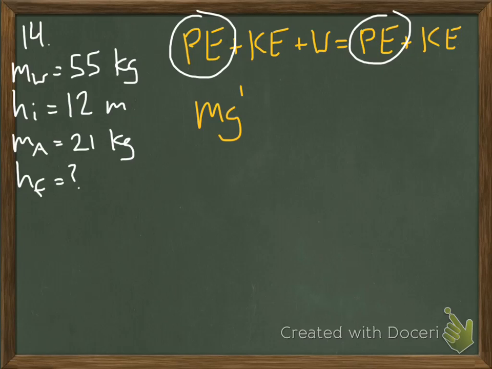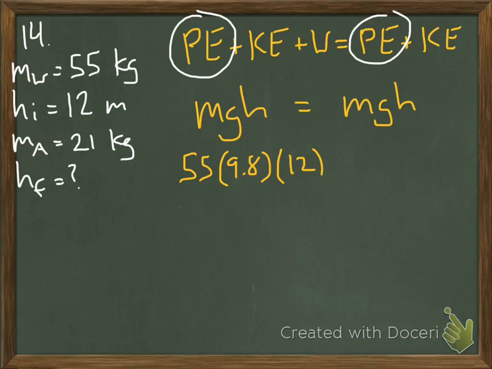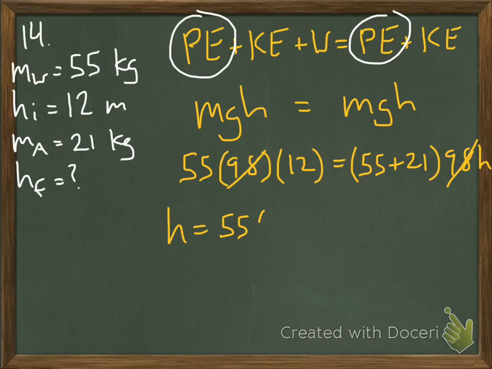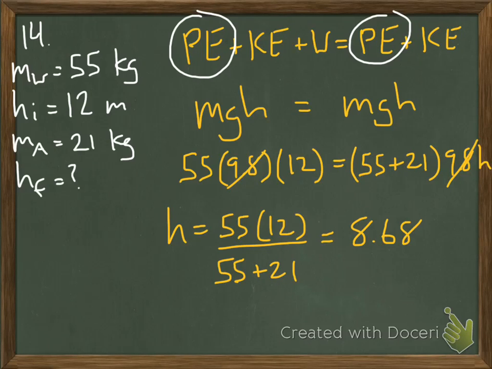So let's check out our formula for PE here, mgh and mgh. Let's plug in the mass for just Miss Watson before, and then the mass of Miss Watson and the antelope afterwards. The only variable I have here is my height at the end. The gravities cancel out if you want to save time. I'm going to solve for h here, and you get 8.68 meters.